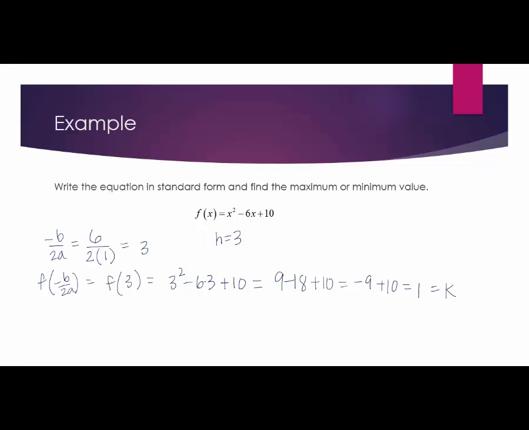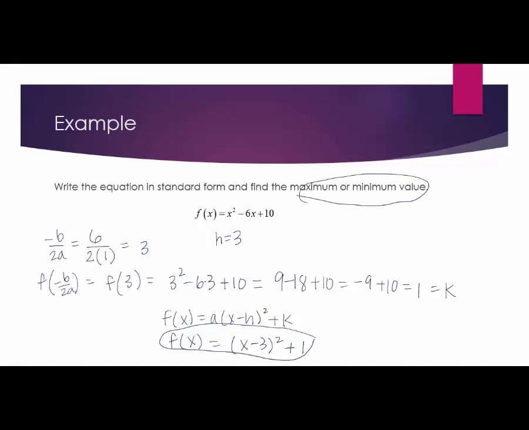That means that instead of completing the square here, I could just jump in and write this in the form a times x minus h squared plus k, knowing that a is 1, h is 3, and k is 1. Here's my equation in standard form. The minimum or maximum value, I've got that also. It is a minimum value because this is a parabola opening up. I know that because a is positive. And the y-coordinate of my vertex is going to give me that minimum value of 1.